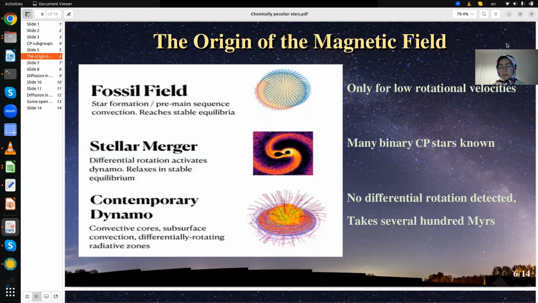And so nothing. We see many binary CP stars. Mostly for CP1 stars, they are mostly binary. So this hypothesis also has some flaw. And the third one is contemporary dynamo, that we have different places that have differential rotation. And then they have magnetic field in those differential rotations. But again, there are some flaws: no differential rotation detected. It takes several 100 million years. But the first one, fossil field, has more proof than the other two groups.